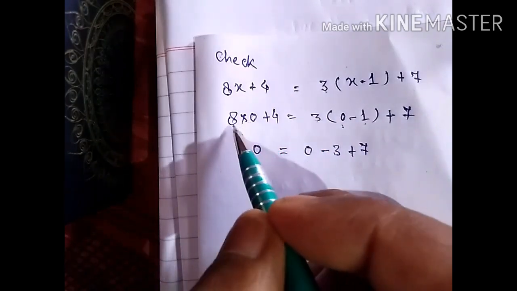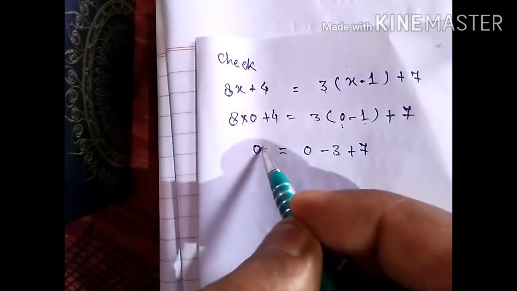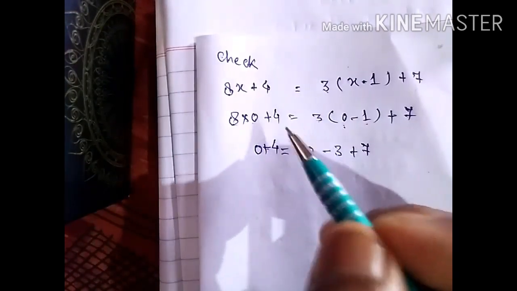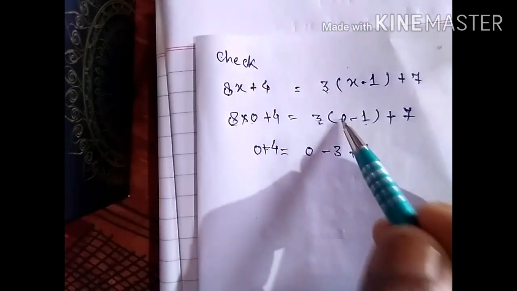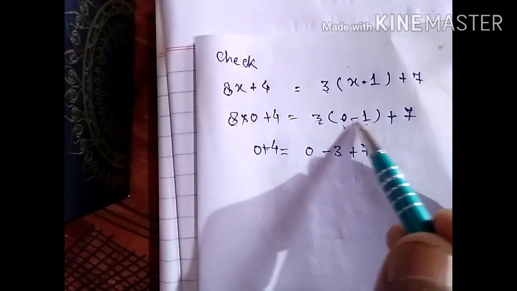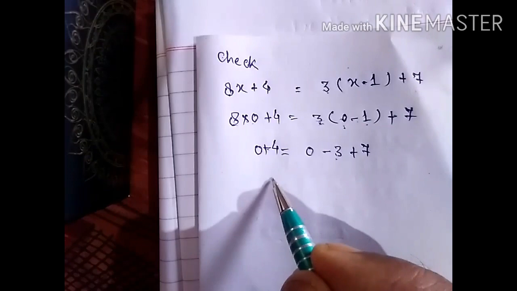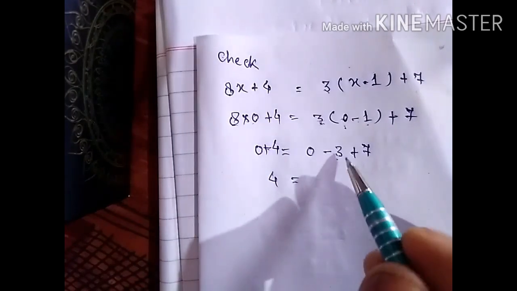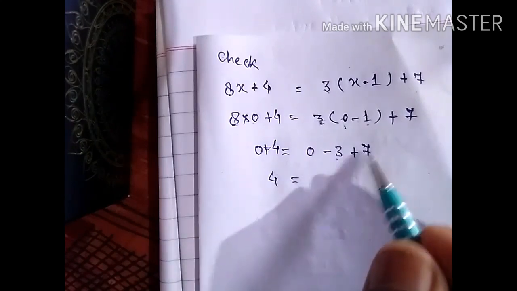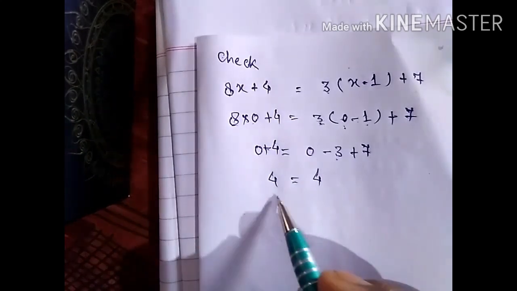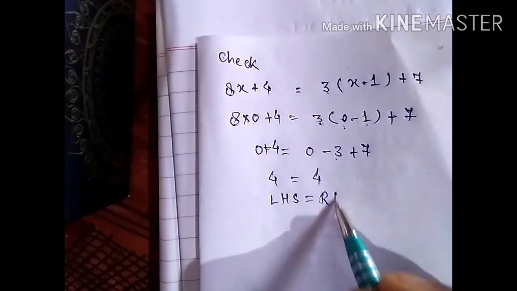So here, student, 8 multiplied by 0 is 0, plus 4 is equal to 3 multiplied by 0, which is 0, and 3 multiplied by minus 1 is minus 3, plus 7. So now it will be 4 is equal to minus 3 plus 7, student, because this one is 0. So minus 3 plus 7 is 4. So 4 is equal to 4. It means left hand side is equal to right hand side.